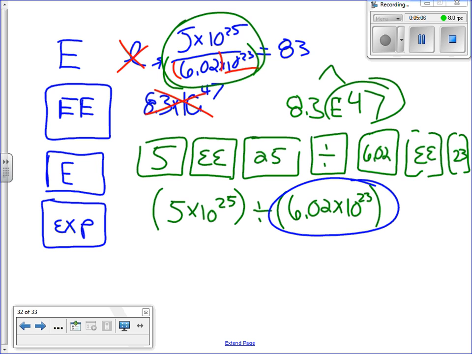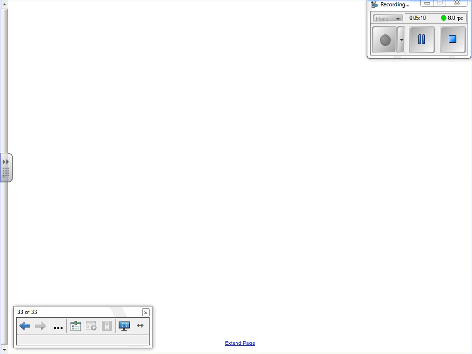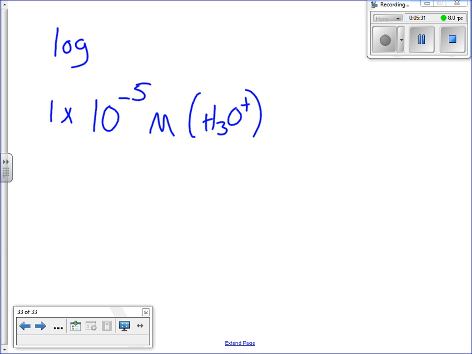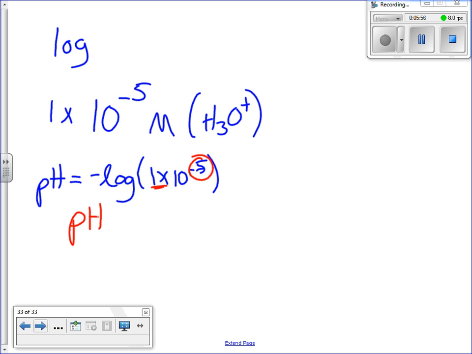Okay? Another thing that we have to use in this Regents is our log button. All logs will be to the base 10. Okay, so you should be able to do them in your head. A log is just the exponent. So if I have 1 times 10 to the negative 5th, and that's my molarity of H3O plus, because it's an acid, okay? If I wanted to know the pH of this, pH is negative log of 1 times 10 to the minus 5th. What this does is it just ends up taking the exponent on the 10, because it's 1 right here, and it's going to be negative of that, so a negative, negative 5. The pH here is 5.